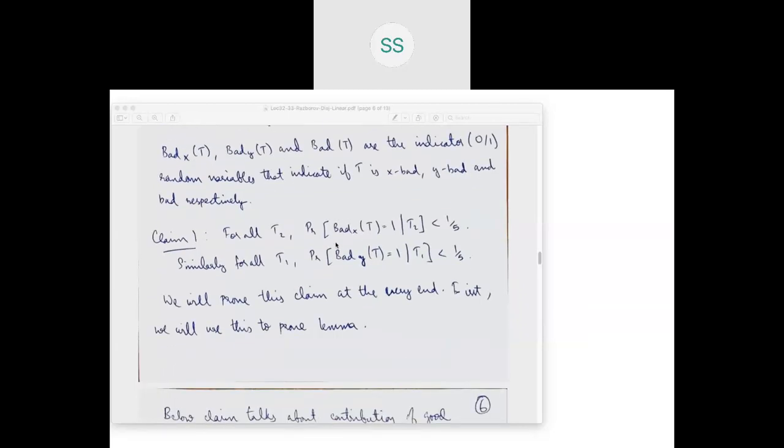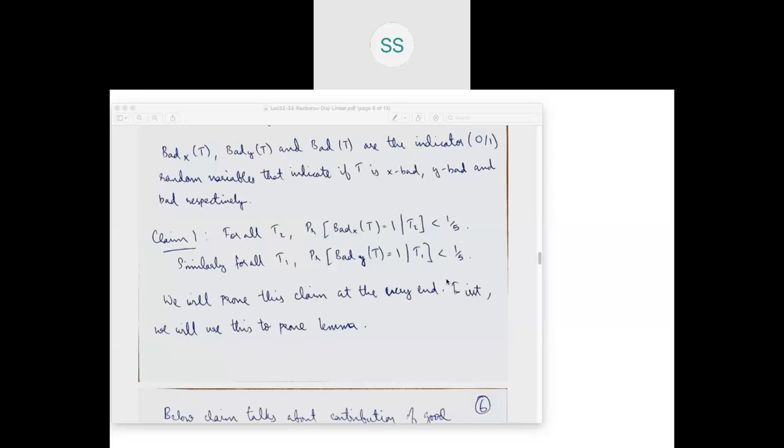So claim 1 is that once t2 is fixed, the probability of bad x being equal to 1 is at most 1 by 5. Or in other words, for a fixed t2, the probability that t is x bad is at most 1 by 5. And symmetrically, for a fixed t1, the probability that t is y bad is at most 1/5. Okay. So this is the claim, that is step 3 in our roadmap, that says that most partitions are good, because there may be 1/5 partitions that are x bad, 1/5 that are y bad. So at most 2/5 can be bad. So 3/5 are going to be good.